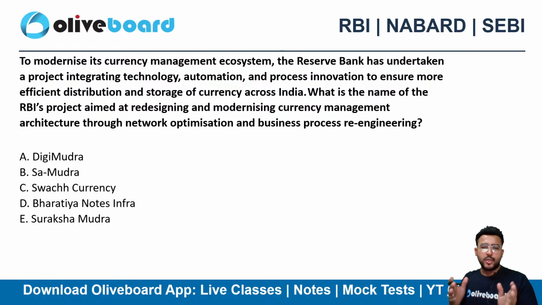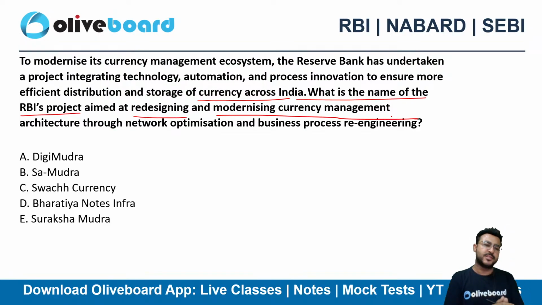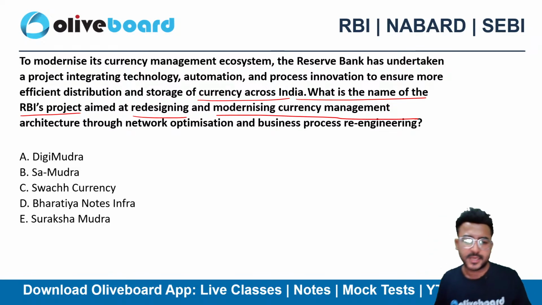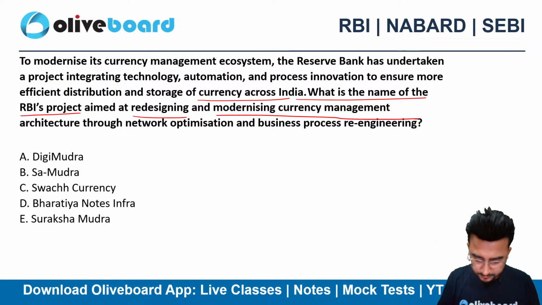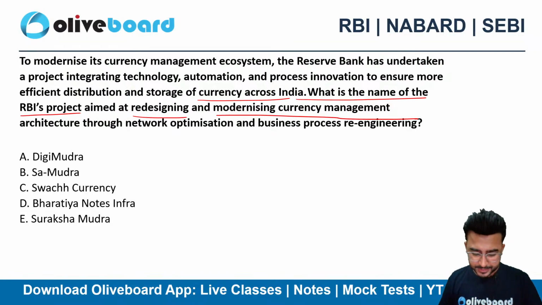Next, to modernize its currency management ecosystem, the RBI has undertaken a project integrating technology, automation and process innovation to ensure more efficient distribution and storage of currency across India. What is the name of the RBI's project aimed at redesigning and modernizing the currency management architecture through network optimization and business process re-engineering?